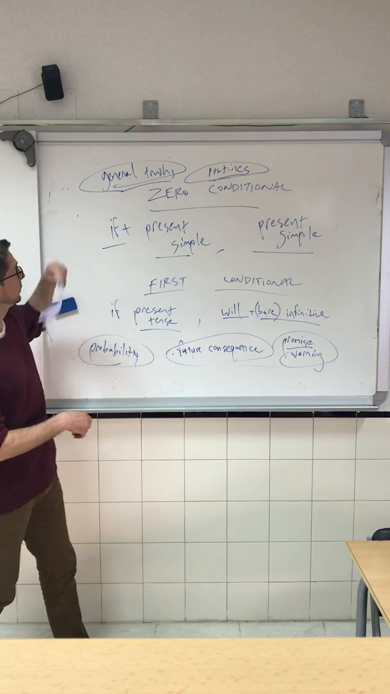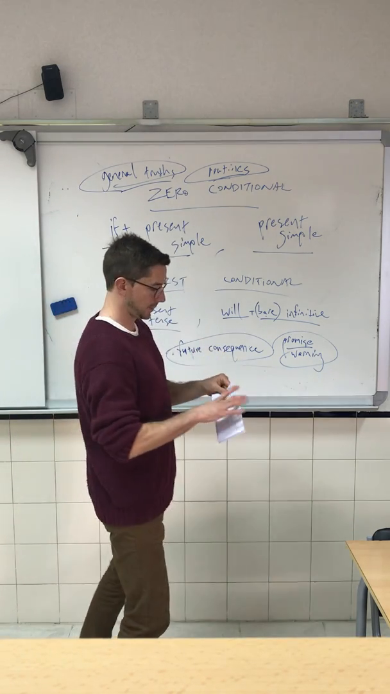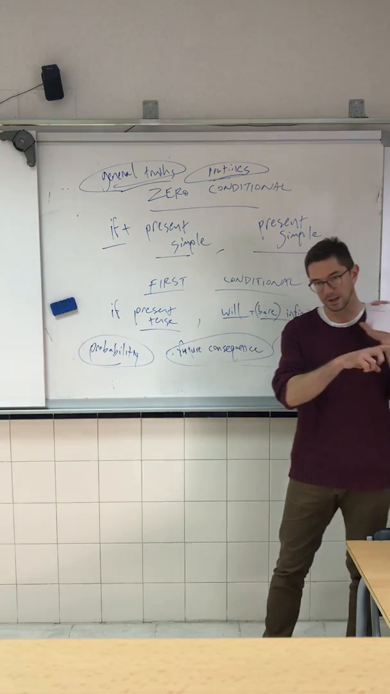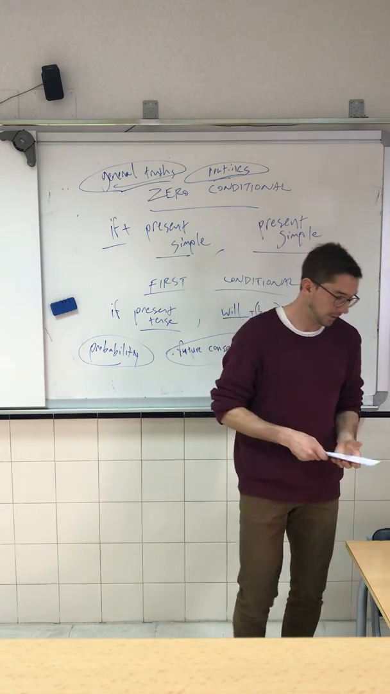So if it tells you a general truth, you have to make a general truth zero conditional, writing it down. So in that way, we're going to include a little bit of reading with these situations, and especially writing. Okay? All right, and that's it.